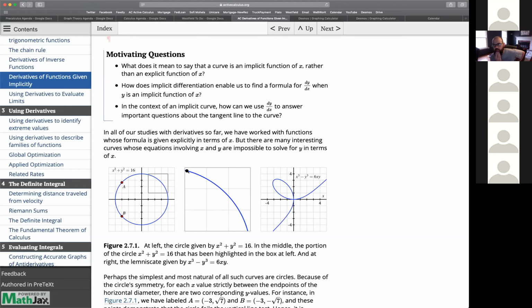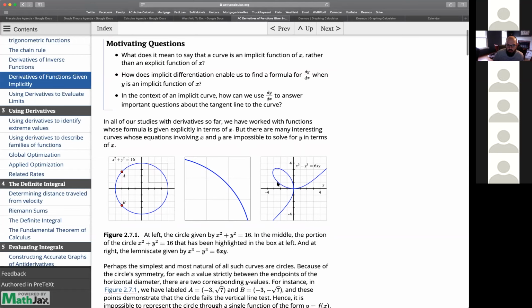How might we determine the slope, right? So if I looked at this curve just in this box right here, you would probably ask yourself, hey, I can probably figure out what the slope of the tangent line is. So can I somehow find the derivative of this curve? And so this process of implicit differentiation is going to give us an answer to that question.